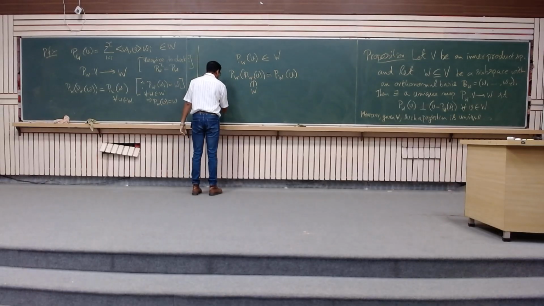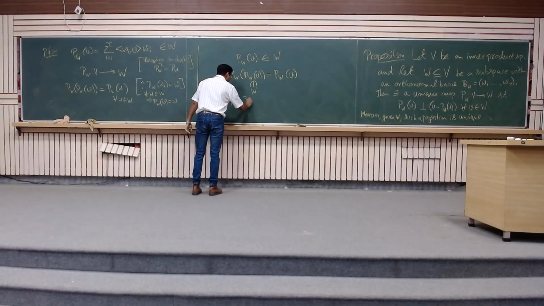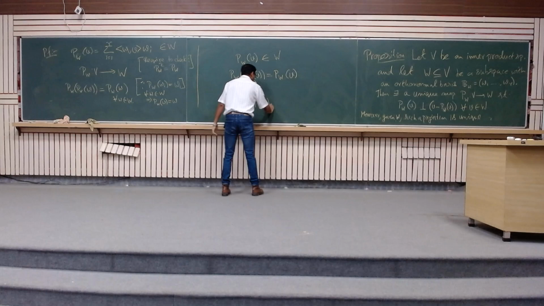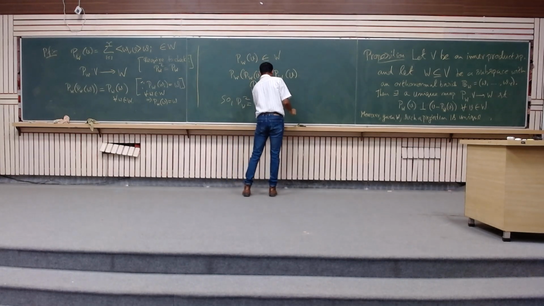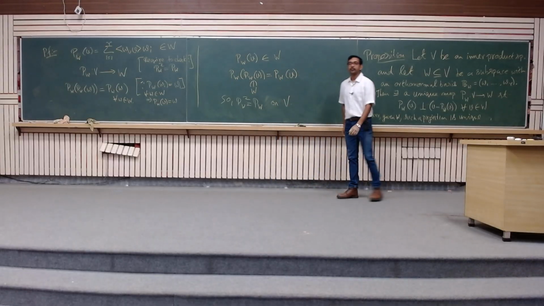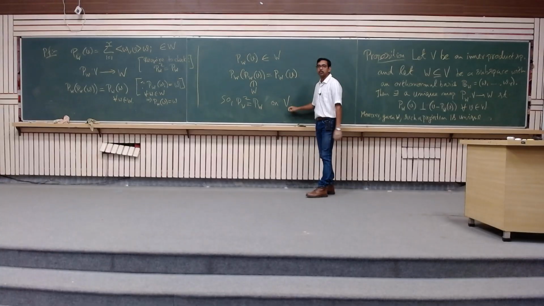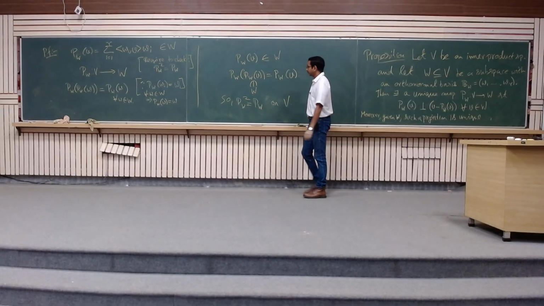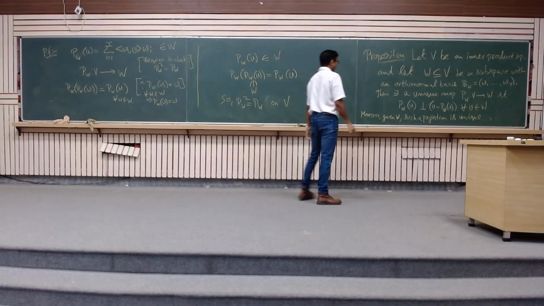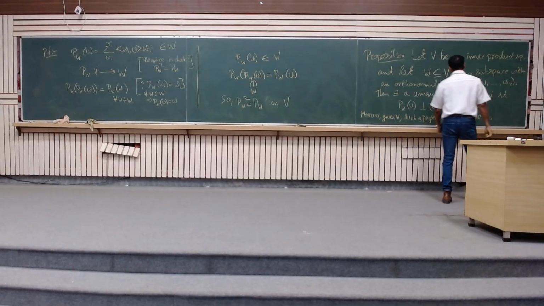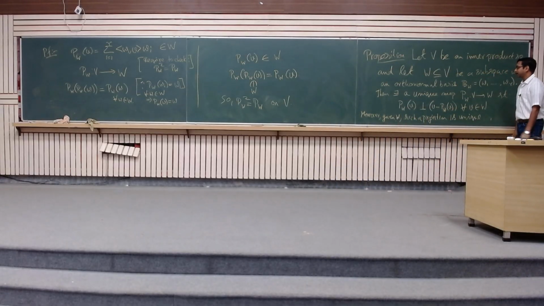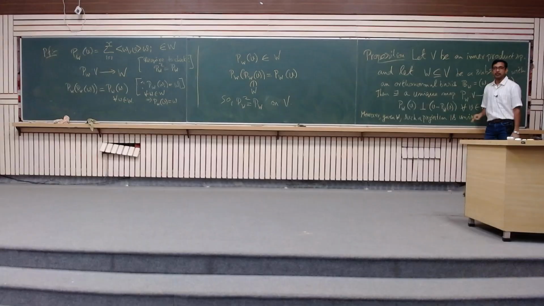So indeed, P_W squared is equal to P_W over V. So this is indeed an idempotent operator on V. Now we have just defined the map, and that it is a projection from V to W, but we have not shown yet that this is perpendicular.